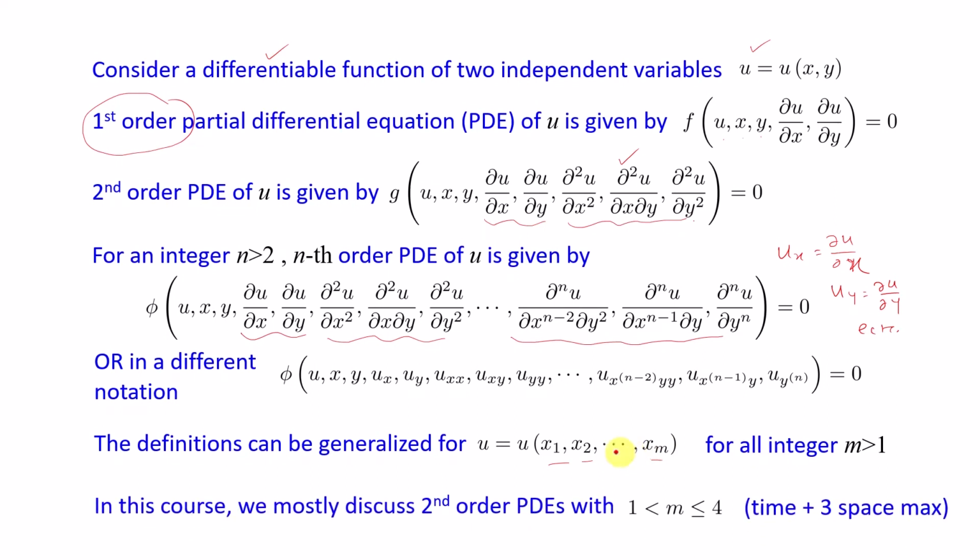In this course, of course, we will not go very far. We will discuss only second order partial differential equations because they are important in many branches of engineering. And we will see only up to 3 spatial dimensions x, y, z and time t. So at most we can have 4 independent variables, but we will probably not talk about 4 independent variables. We'll try to confine ourselves to 2 to 3 independent variables.